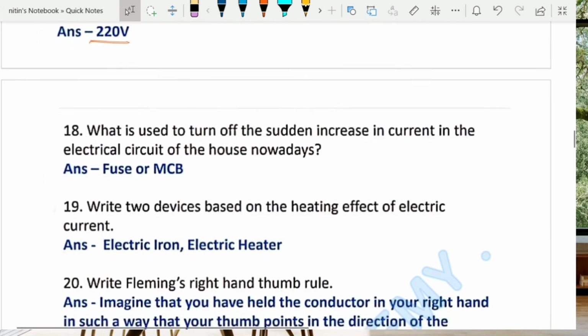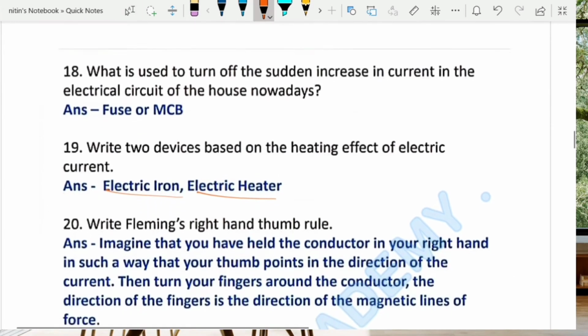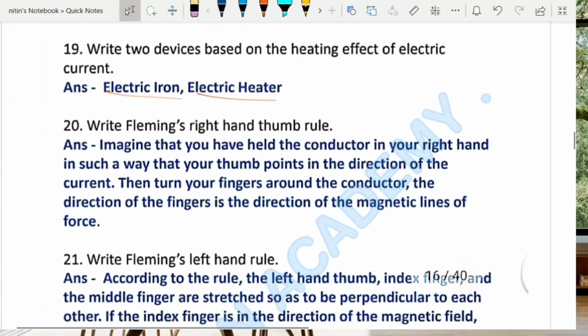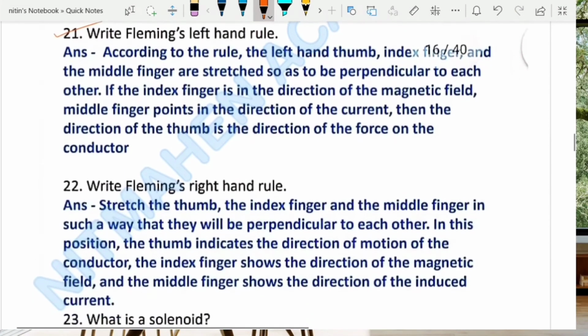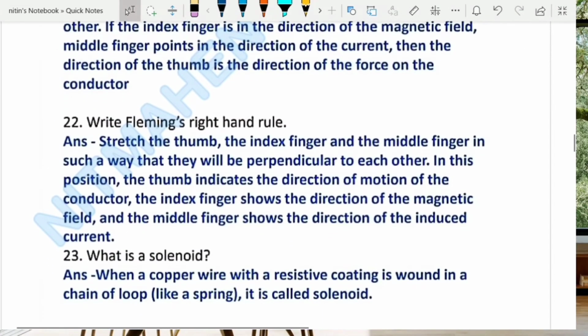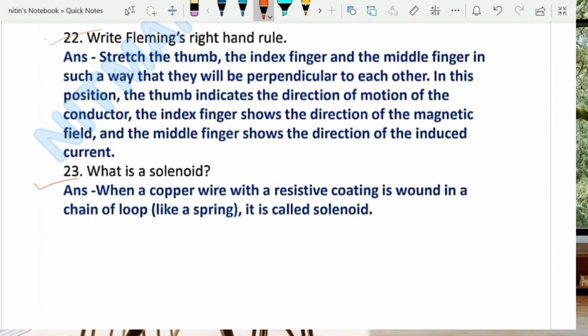2 devices based on the heating effect of the electric current: electric iron and electric heater. Write the Fleming right hand rule, Fleming left hand rule, both are present. It is a 1 or 2. Next, write the Fleming right. Next, what is the solenoid? When a copper wire is wound, this is the diagram for the solenoid.